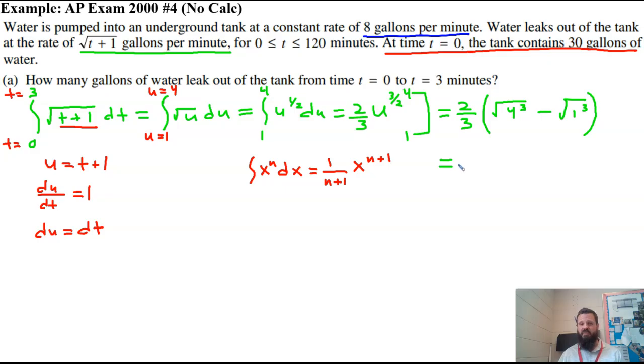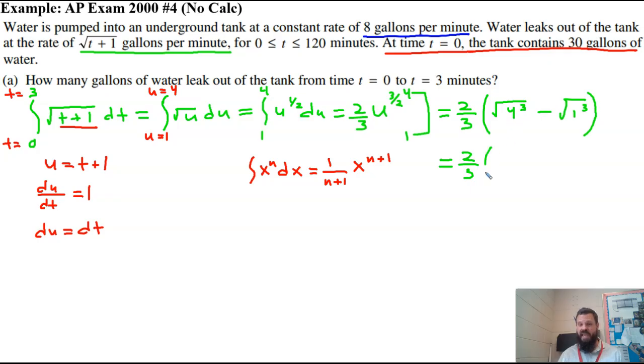It'll make life a little easier if we simplify this down. But anytime on free response questions, if you are worried about making an arithmetic mistake, you can just leave things the way they are, like we see here. Okay, so this would be a 2/3. The square root of 4 is 2.